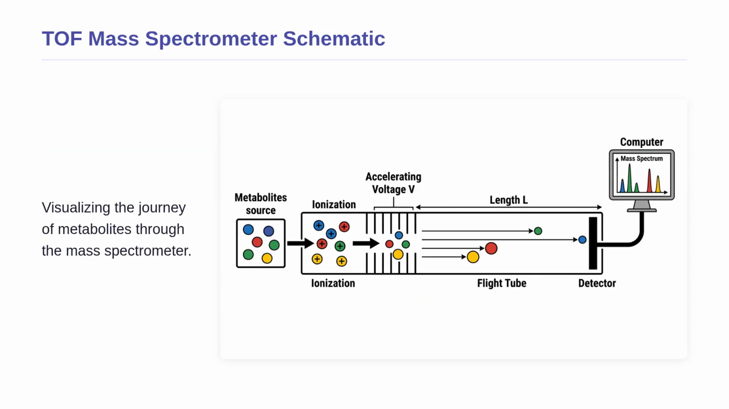To visually reinforce what we just learned and proven, let us look at the schematic of the mass spectrometer. On the far left, the biological sample enters the ionization chamber, where metabolites receive their charge. They are then pushed through the accelerating voltage grid into the long flight tube. Notice how the smaller, lighter molecules are racing ahead of the larger, heavier ones, exactly as our formula predicted. Finally, they strike the detector on the right, which sends a signal to the computer to generate a mass spectrum graph, recording their exact arrival times to identify each molecule.